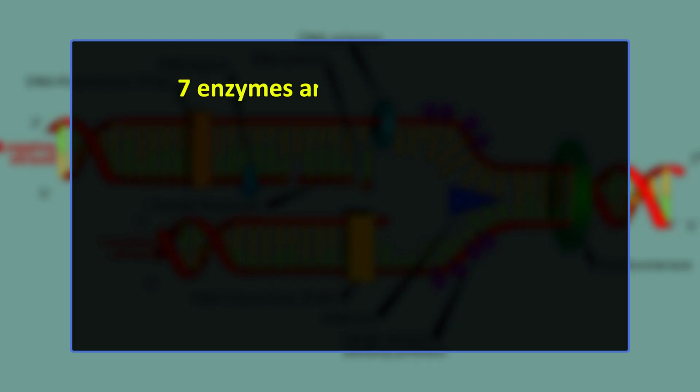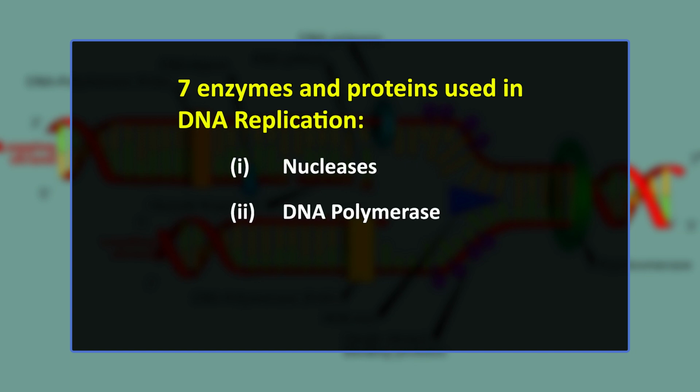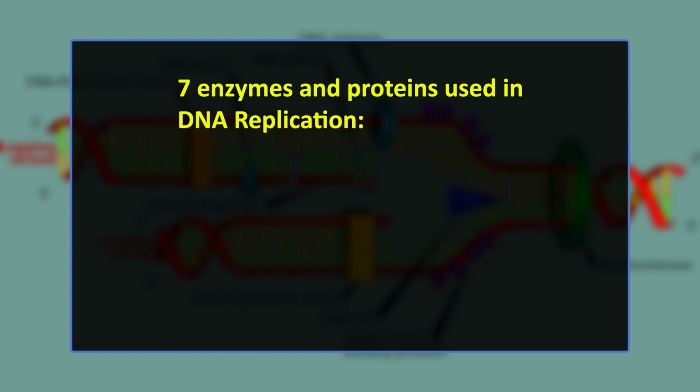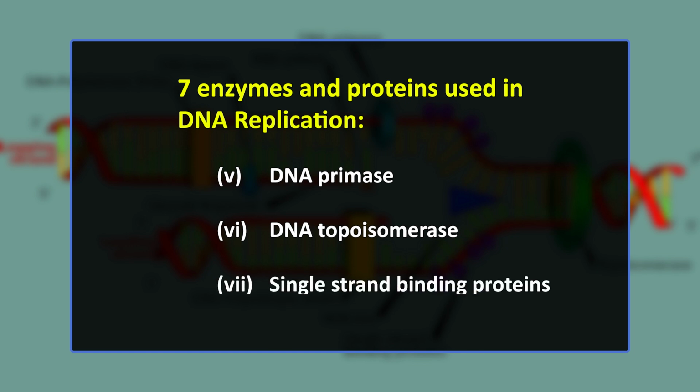So in summary, here is the list of 7 enzymes and proteins used in DNA replication. First, the nucleases. Second, polymerase. Third, DNA ligase. Fourth, DNA helicase. Fifth, DNA primase. Sixth, DNA topoisomerase. And finally, the seventh one is the single-strand binding protein or SSB.